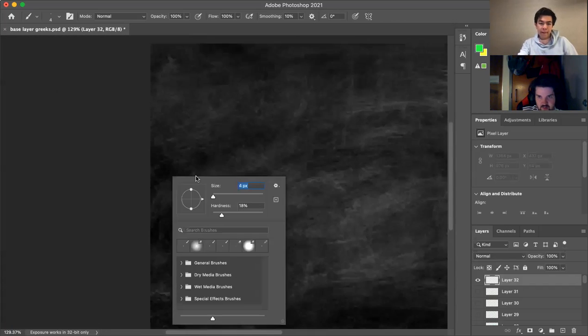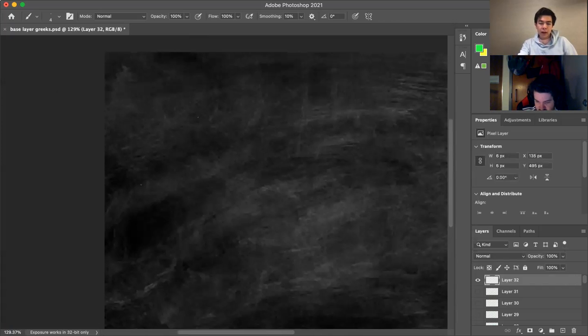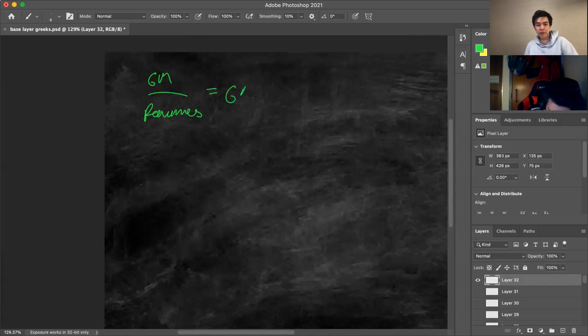Okay. So is there a specific way I should write this down, or is it just doing math? Just doing math. If you want, you can write out the formula: GM over revenues equals GM percentage. You can do that if you want.